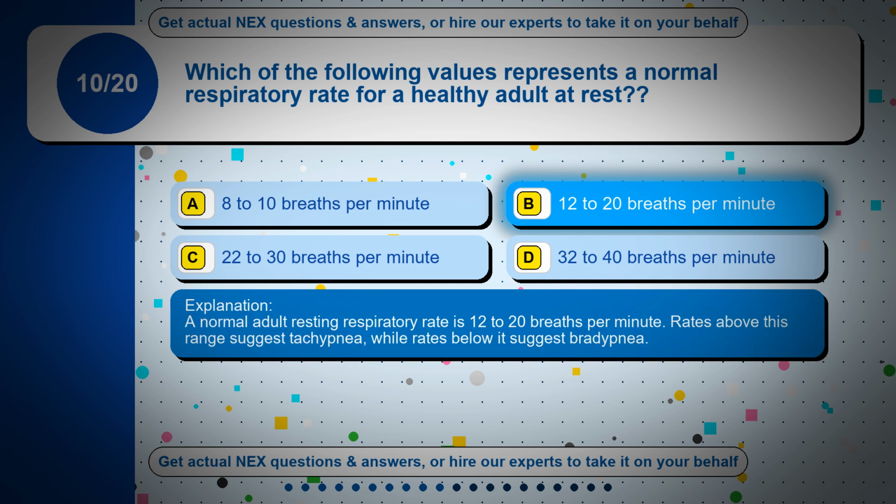A normal adult resting respiratory rate is 12 to 20 breaths per minute. Rates above this range suggest tachypnea, while rates below it suggest bradypnea.